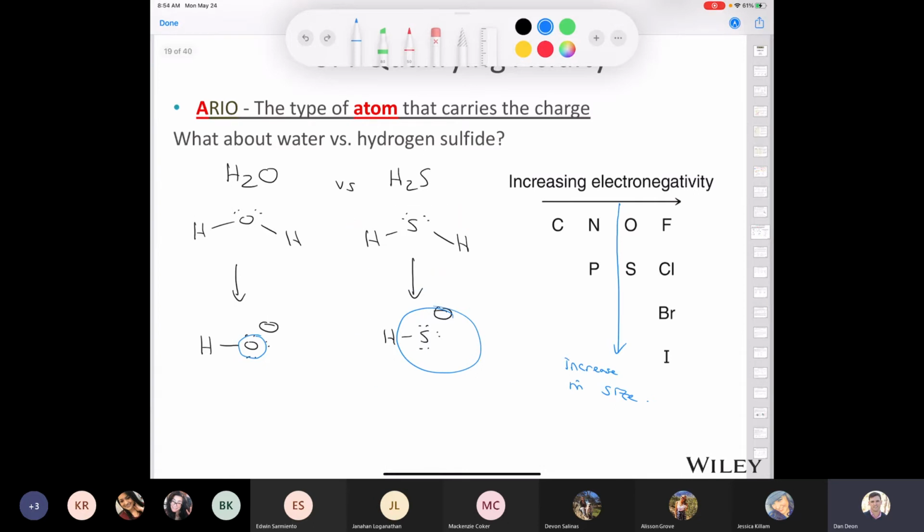And if you compare their pKa, I'm going to reveal the answer now. The pKa of water, you already know, is 15.7, whereas the pKa of hydrogen sulfide is around 7. It's significantly more acidic.